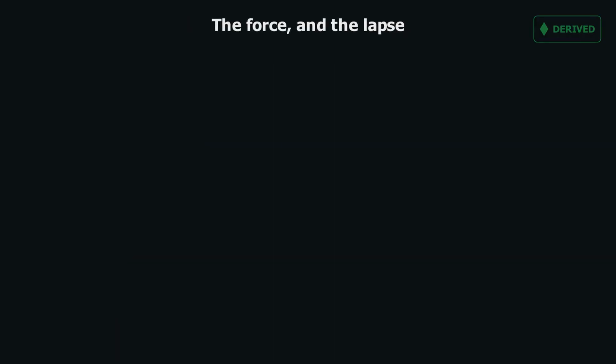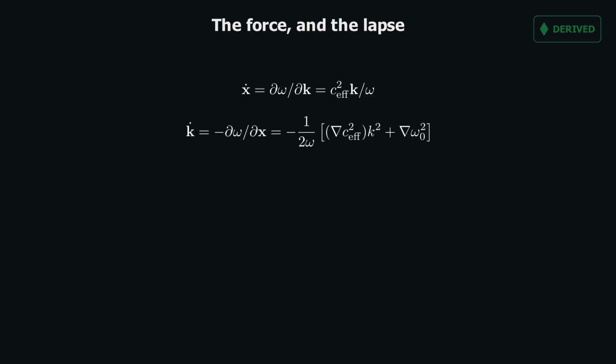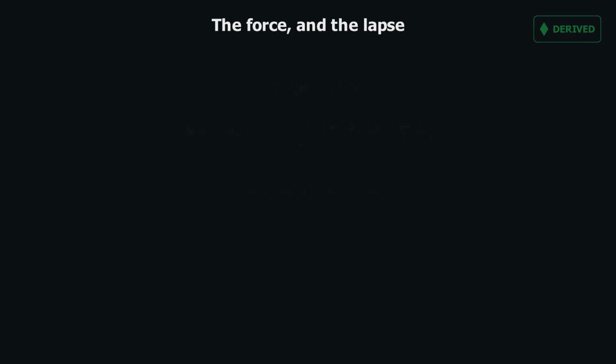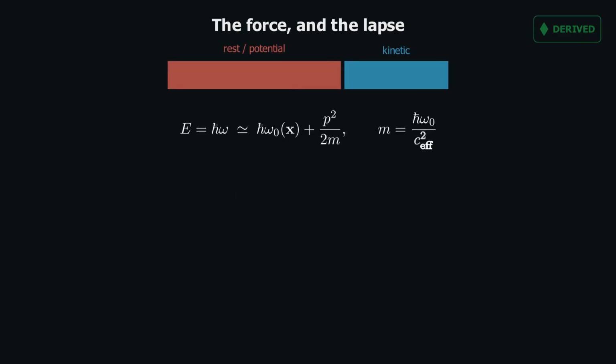Treat the gapped mode as a wave packet and use ray theory. The substrate is static, so the frequency is conserved along the ray, and Hamilton's equations give you the velocity and the force on the wave vector. Take the slow limit, effective speed times k much less than omega naught, and expand the conserved energy. It splits into 2 pieces you will recognize immediately.